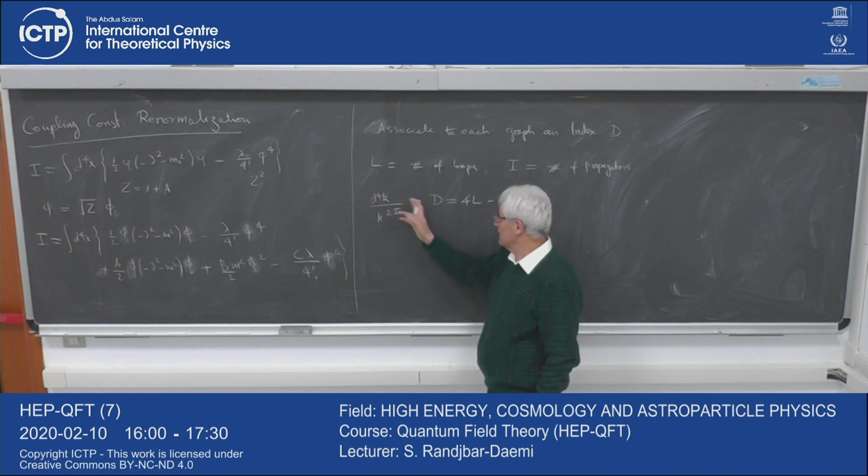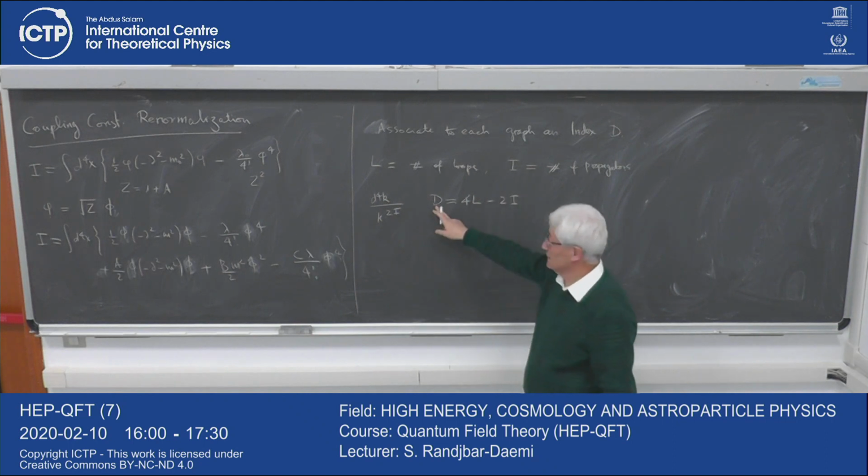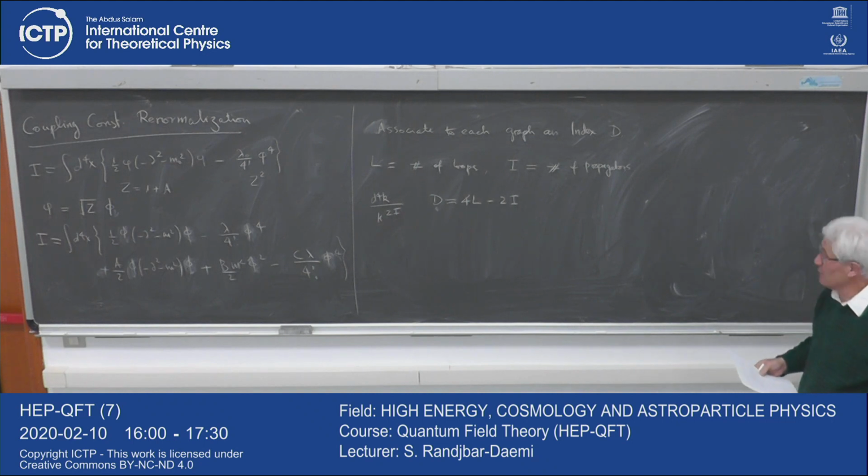Okay? If this is negative, the integral can be convergent, but it doesn't need to be convergent. And we will see why. You will see an example where a graph has a negative D, but the integral still is divergent. For this reason, this is called superficial degree of divergence. The reason for the word superficial is that it can be negative and the graph still can be divergent. That's the reason why it's called superficial degree of divergence. We'll come back to the superficial aspect of it in some minutes.